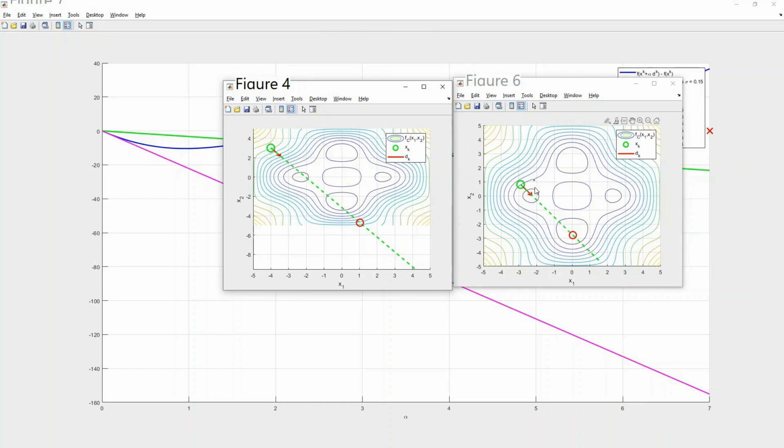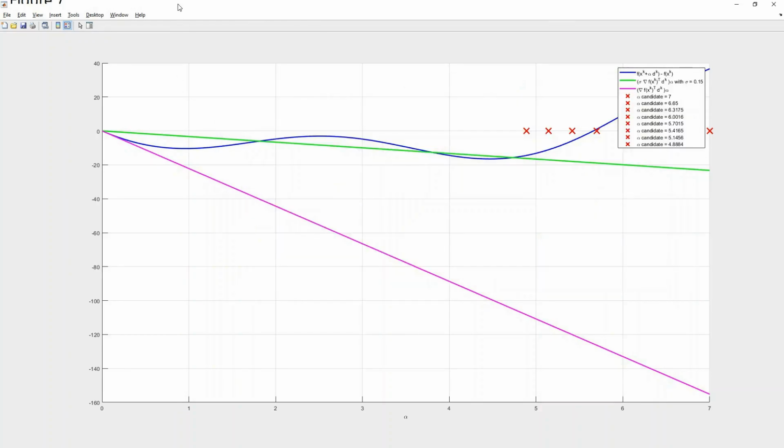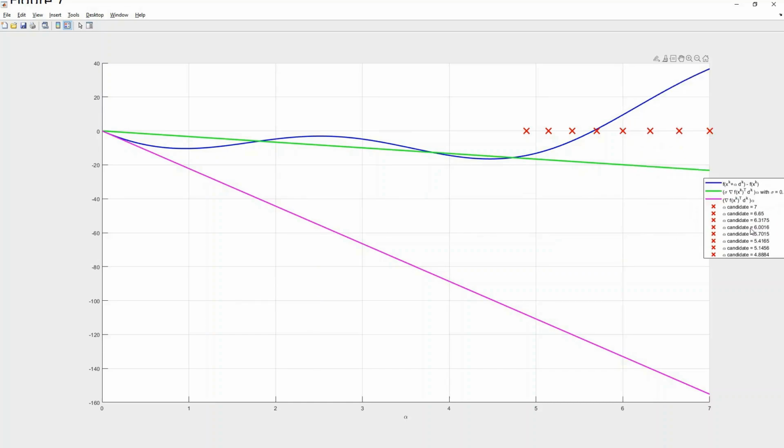I moved the starting point ever so slightly, just so that the cost function would have a little bit more interesting variation, as you can see here. So now you can see sections where the blue line is under the green line, then it goes over the green line, then under the green line, and then over the green line again.